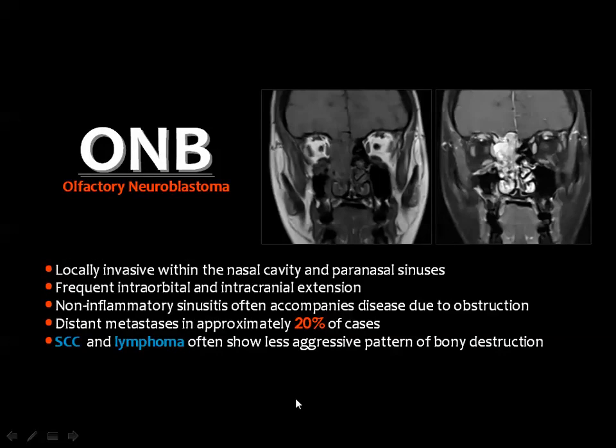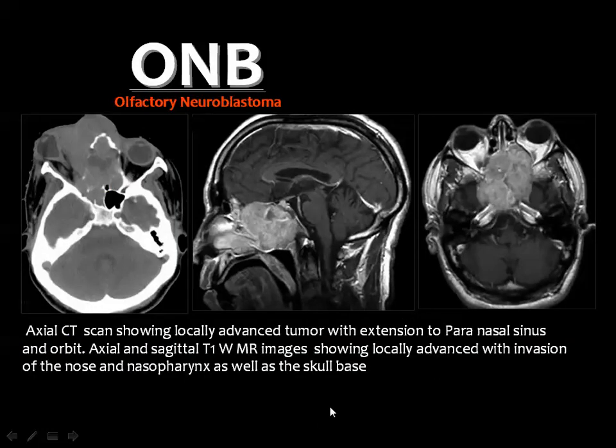Then this is another example where you see the tumor in the T1 weighted image and in the T2 weighted image. It's a locally invasive tumor that affects the nasal fossa and the paranasal sinuses with frequent intraorbital and intracranial extension. Obstruction of the sinus draining openings may lead to inflammatory sinusitis. Distant metastasis occurs in about 20% of cases, and it's well known that carcinoma and lymphoma show a less aggressive pattern of bone destruction compared to the olfactory neuroblastoma.